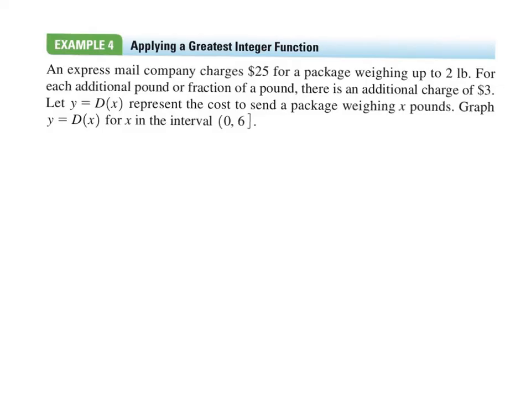Alright, so here's an example of using the greatest integer function. It says an express mail company charges $25 for a package weighing up to 2 pounds. For each additional pound or fraction of a pound, there's an additional charge of $3. Graph the function for the interval from 0 to 6 pounds. So let's go ahead and draw a graph. And after I illustrate the concept, I'm going to put up a nice neat picture for you.